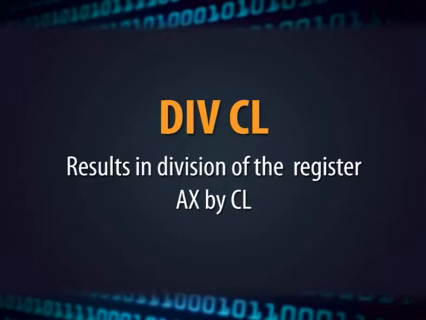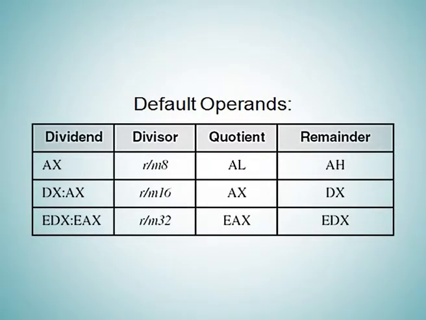For example, div CL results in the division of the register AX by CL, and when AX is divided by CL, the result is stored in the register AL, which is the quotient. The 8-bit result is stored in the register AL and the remainder is stored in the 8-bit register called AH.